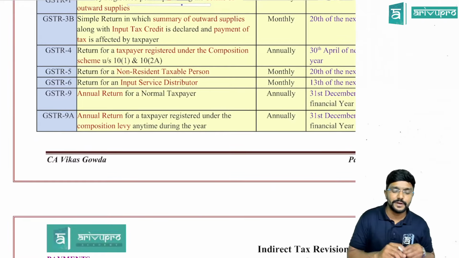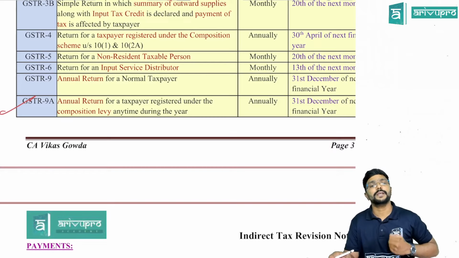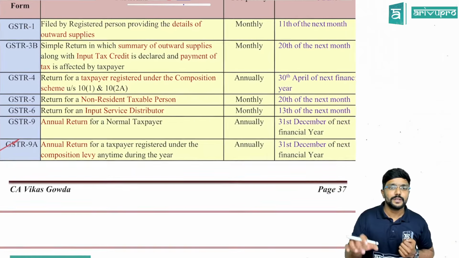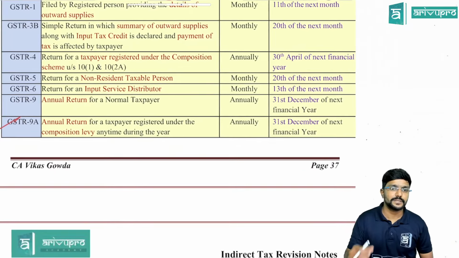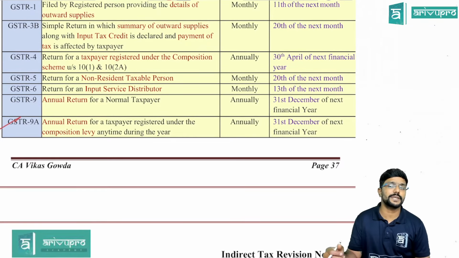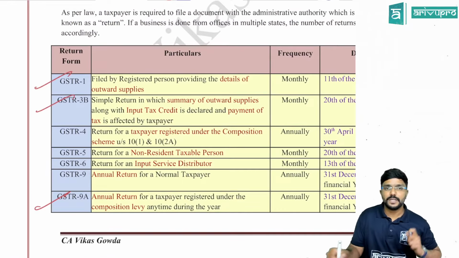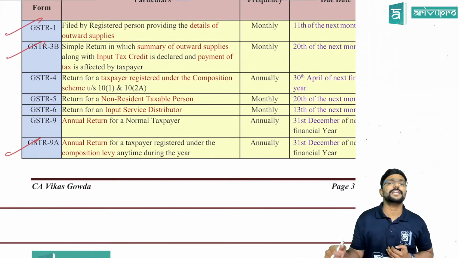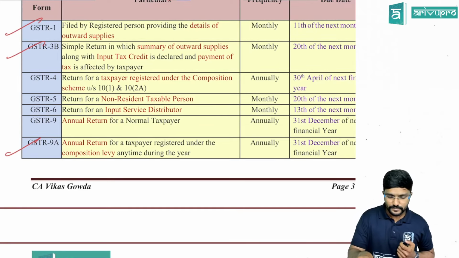Along with this, one more annual return they have to file, that is GSTR 9A, on or before 31st December of next financial year. But the information to be given in 9A is more detailed. Then coming to GSTR 5, a non-resident taxable person has to file GSTR 5 on or before 20th of next month. Then coming to GSTR 6, the return for input service distributor, they have to file it on or before 13th of next month. Then GSTR 9, whoever is filing GSTR 1 and 3B, that is every month or every quarter if they have opted for QRMP, they should also file the annual return on or before 31st December of next financial year, guys.